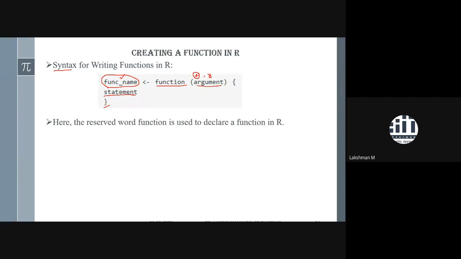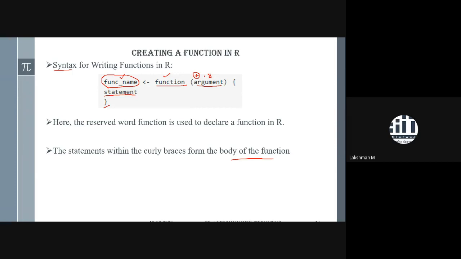Here I would like to discuss the reserved word function. It is one kind of declaration of a function in R. It declares that we are going to define a function, and the statement within the curly bracket defines the body of the function. Whatever kind of function you want to introduce, like x square plus y square, you have to put it under the curly bracket.